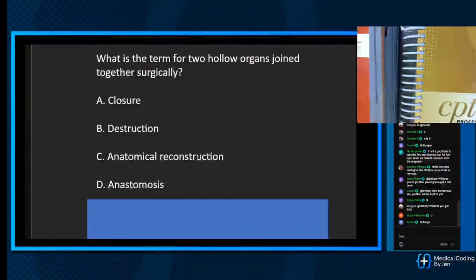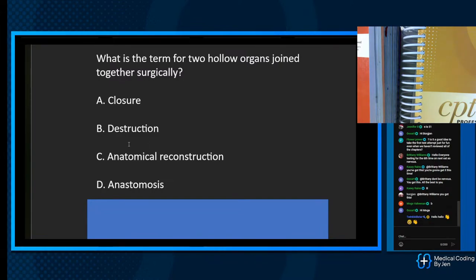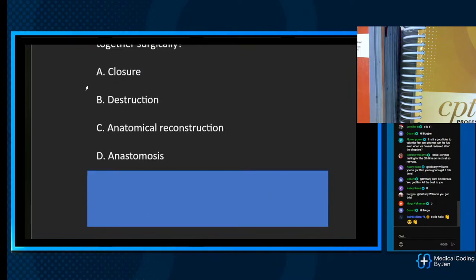All right. Our next one was, what is the medical term for joining two hollow organs together surgically? If we're going to take two hollow organs and join them together, what is that called? A closure, destruction, reconstruction, or anastomosis? Oh, I can never say that one.